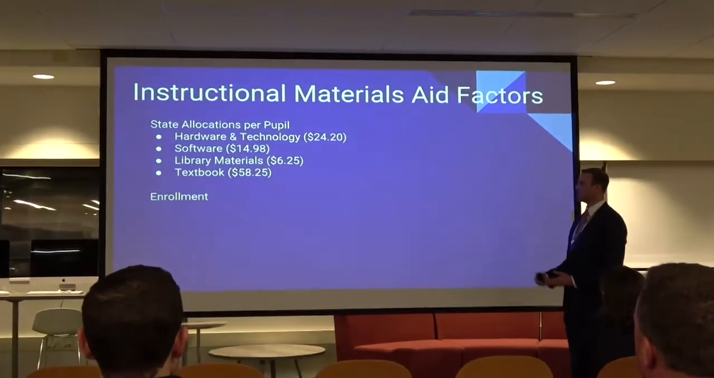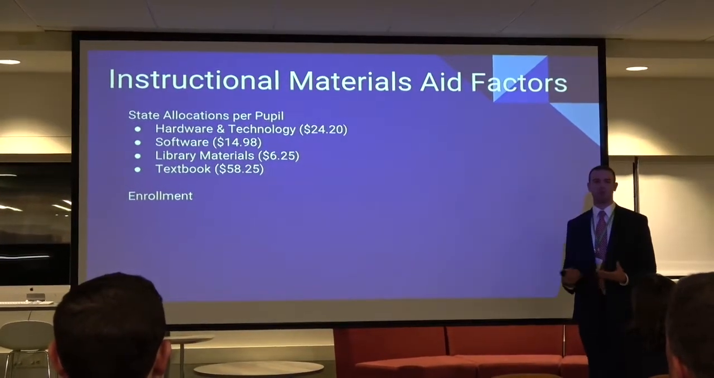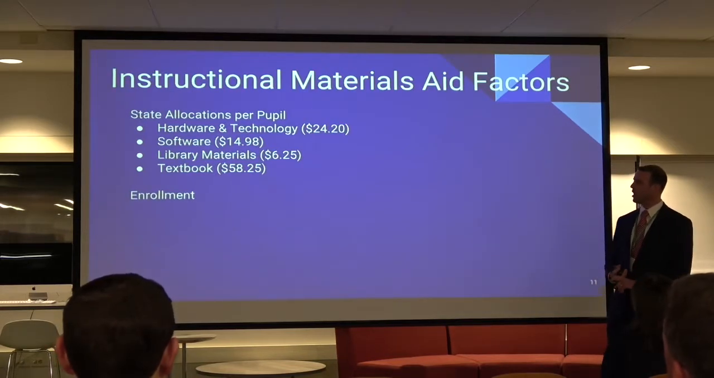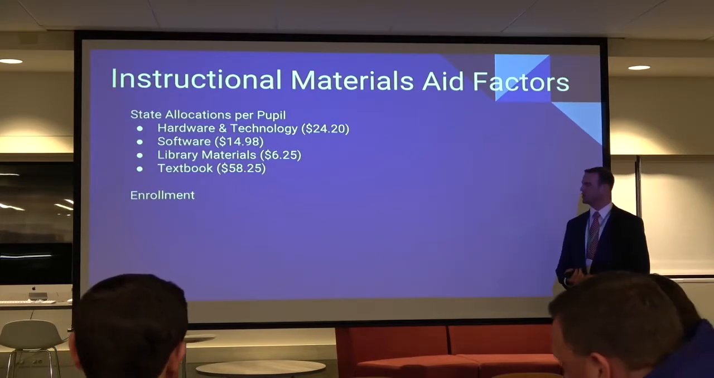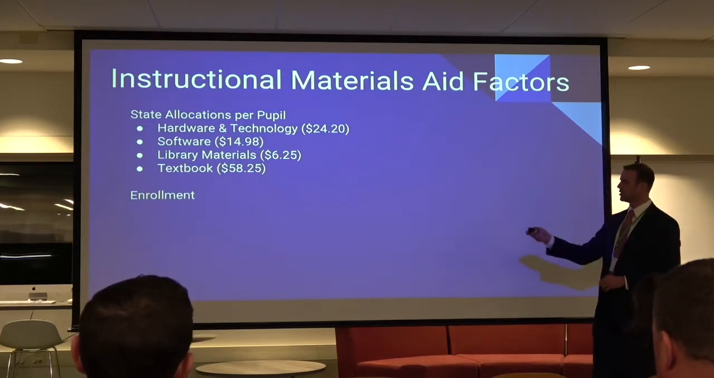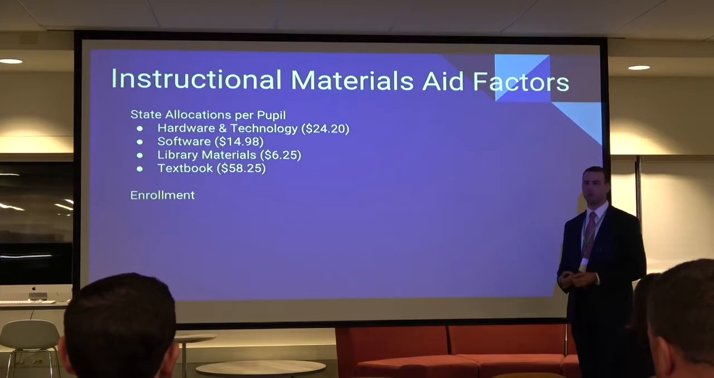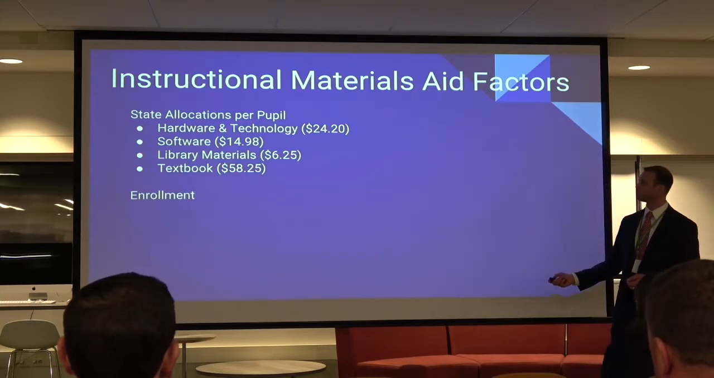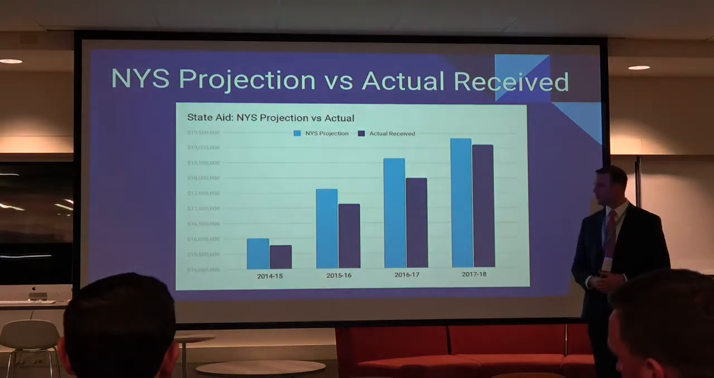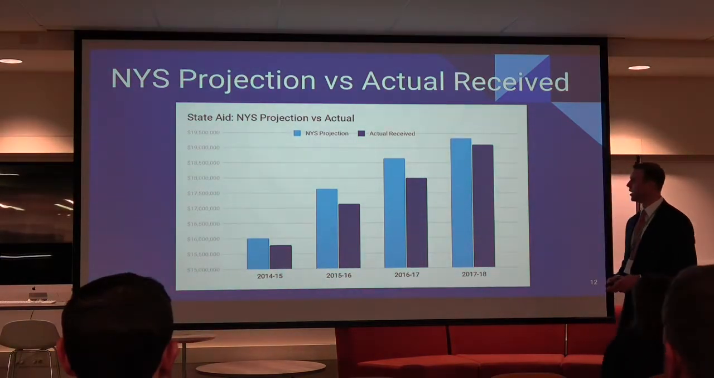Instructional materials aid is very simply an allocation per pupil for the following categories: hardware and technology, software, library materials, and textbook aid is easily $58 per student. And each of these allocations is then multiplied by our enrollment to come up with our instructional materials aid.